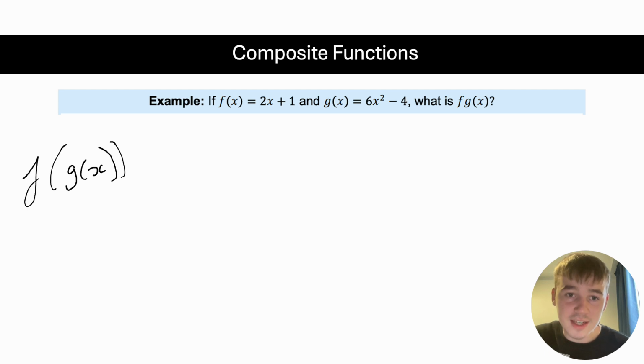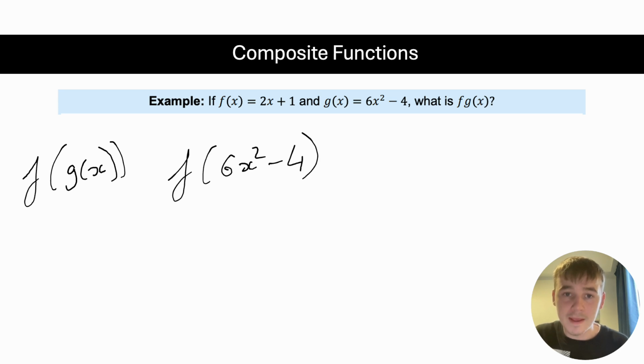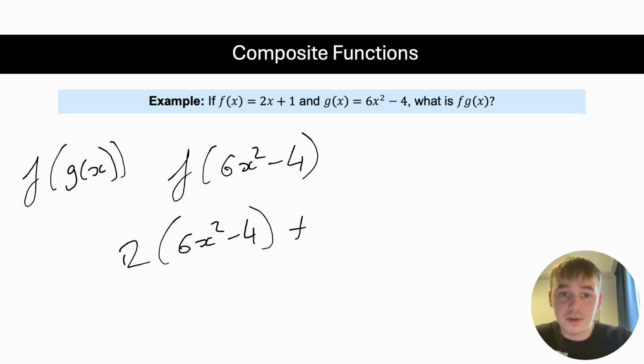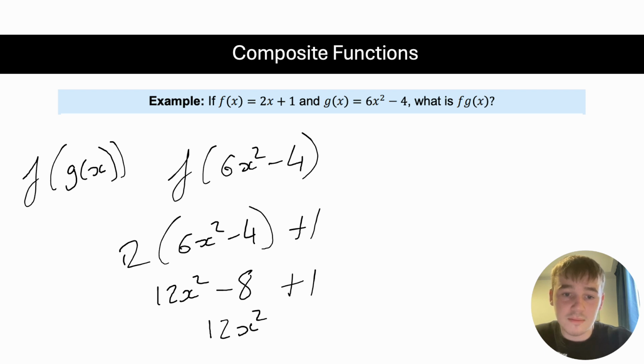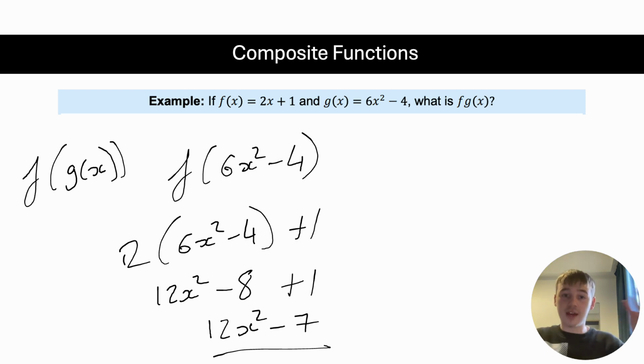So we know that g of x is 6x squared minus 4. So the function of 6x squared minus 4. Now, what does that mean? If it's inside the bracket, we're going to substitute it as x. So here we go. We've got 2x, so 2 times 6x squared minus 4 plus 1. So we've got 12x squared minus 8 plus 1. 12x squared minus 7. And that would be our answer for fg of x.